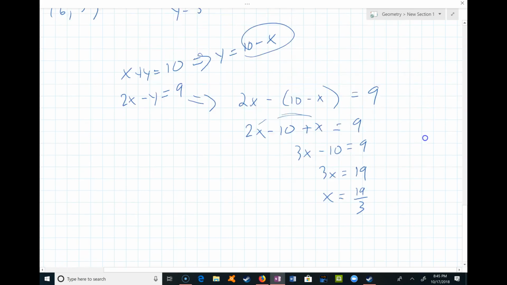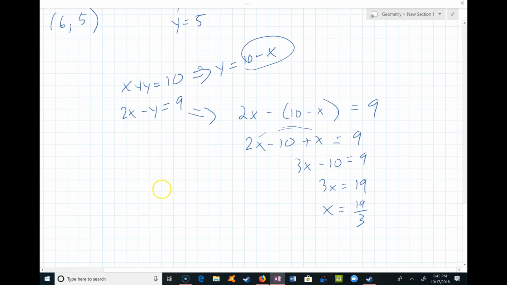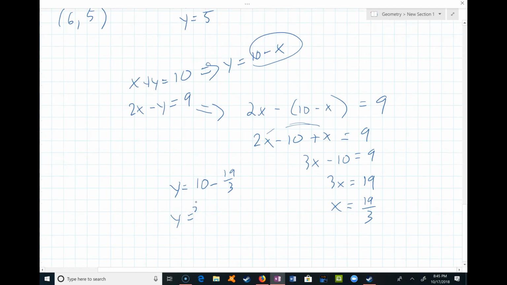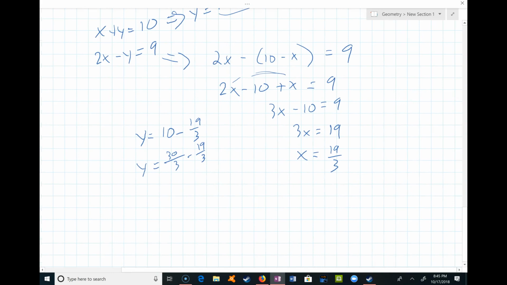Okay, once again, I've got to find out what y is, so I go back up here and say, okay, y is equal to 10 minus 19 thirds, which means y is equal to 30 thirds minus 19 thirds, and that would be equal to 11 thirds. So once again, my solution set would be 19 thirds, comma 11 thirds.